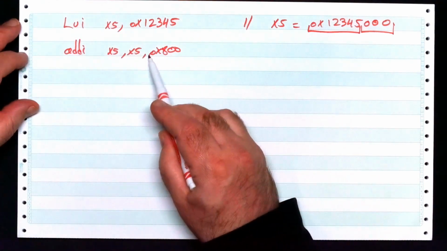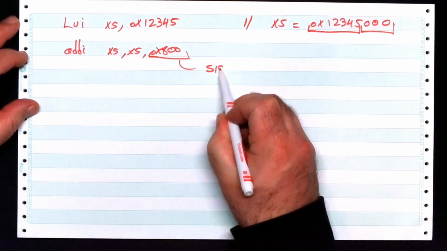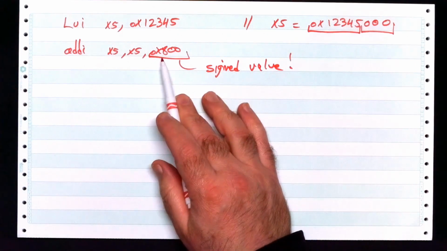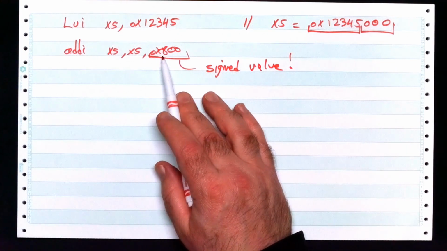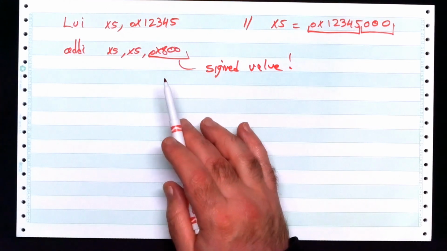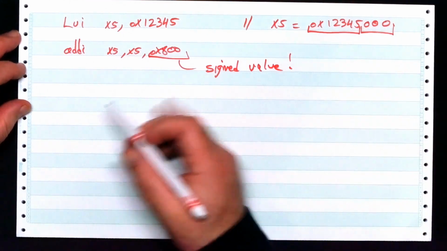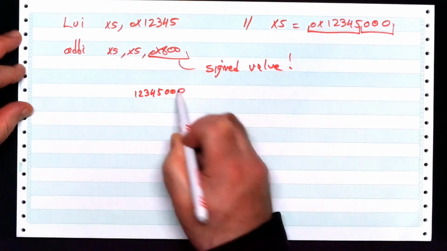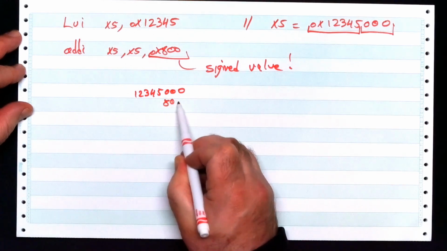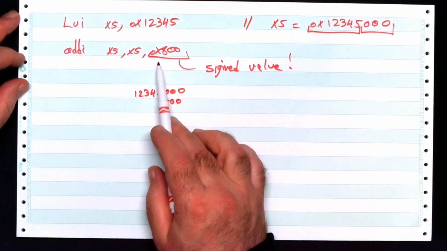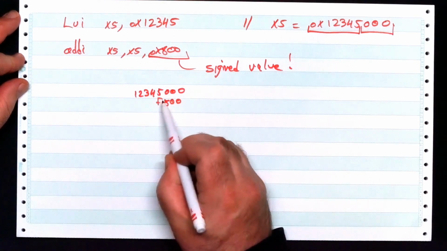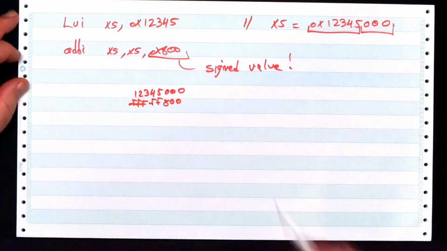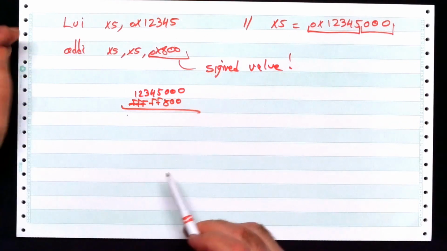Add immediate treats this as a signed value. All right, and the fact that 800 in hex has the most significant bit set, that's a negative number. So this is where things go a bit awry here. So let's see what happens if we add 1, 2, 3, 4, 5, 0, 0, 0 plus hex 800. Before it does the addition, it's going to sign extend this value, and that's going to mean we're really adding this. Okay, hopefully that's readable. I wrote it a little bit small even for myself. Sorry about that.